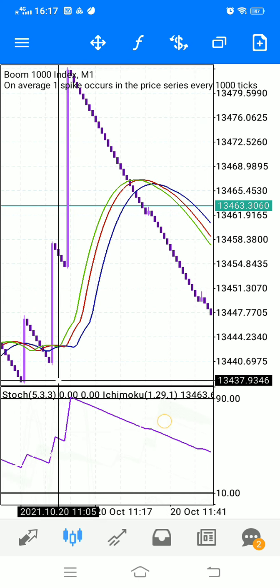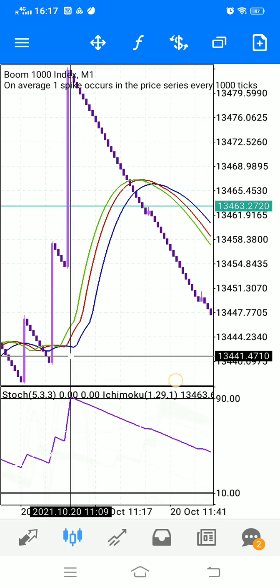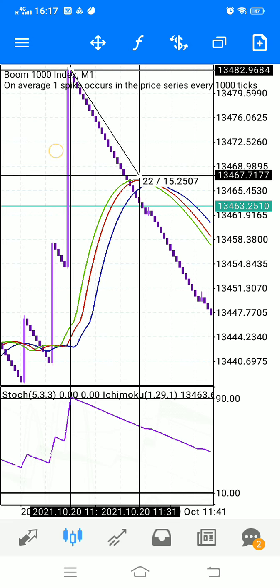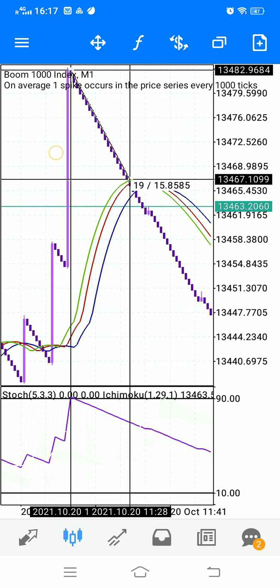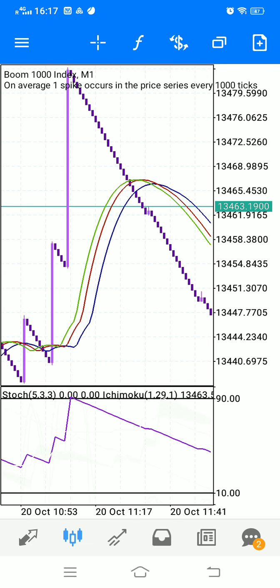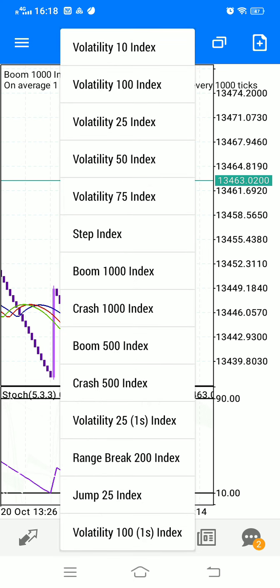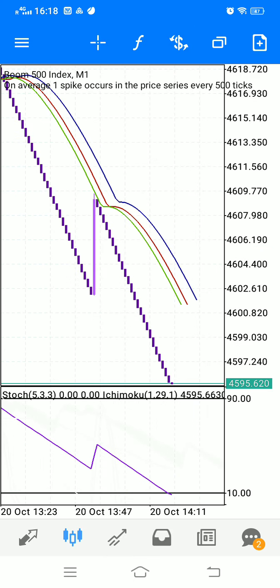Another opportunity over here. We reached level 90 after a spike. We entered, we closed. That's 19 candles. Let's just see. Here we would have almost been closing after this candle. We would have been closing our trades. So let's check on Boom 500. Okay, no opportunity just yet.